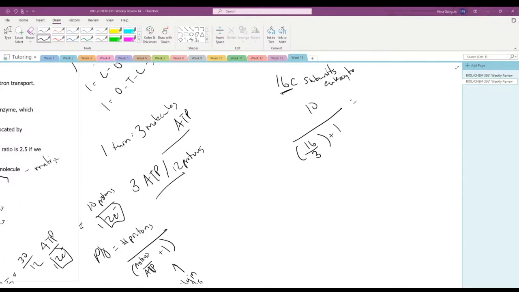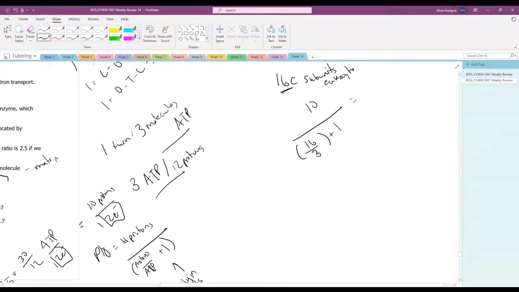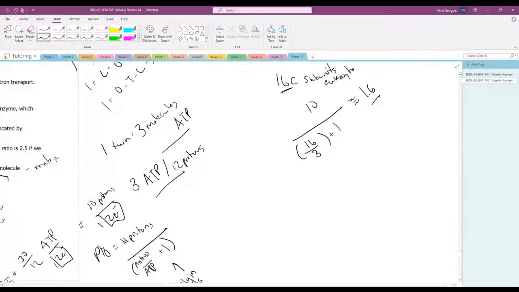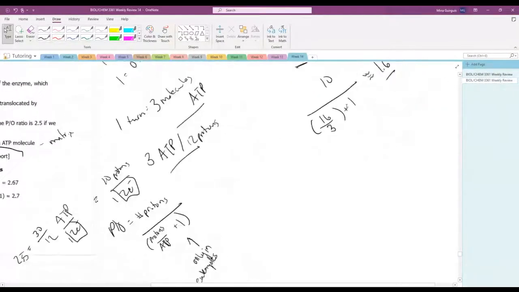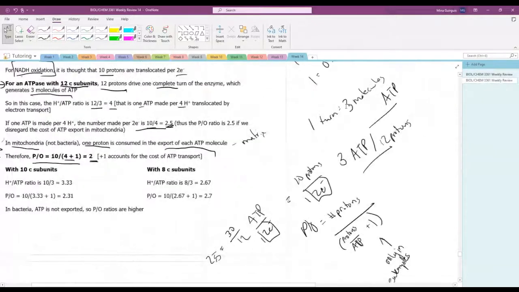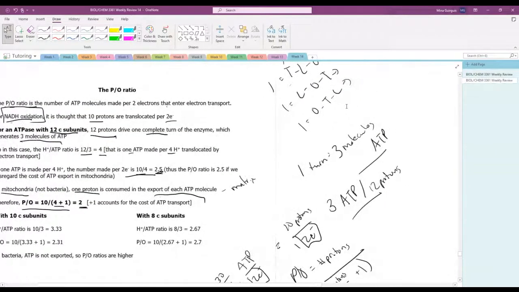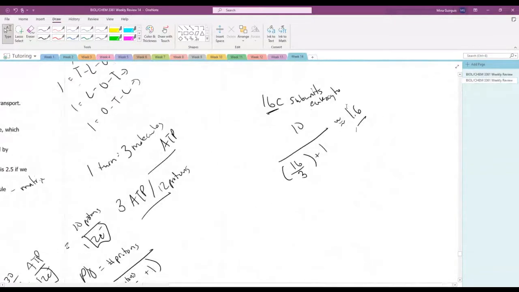The number I get out is about 1.6. And yes, there are decimal points. I'm going to round to 1.6 for now. So this is saying I make 1.6 molecules of ATP per 2 electrons into the electron transport chain.